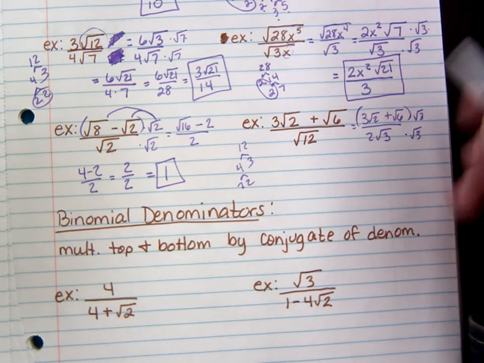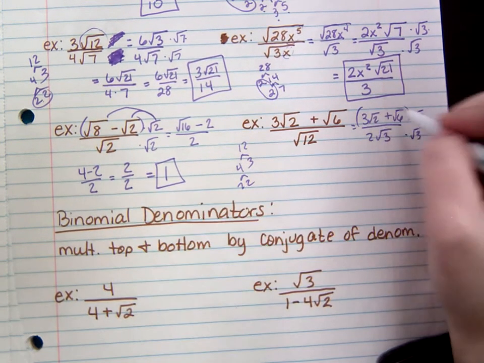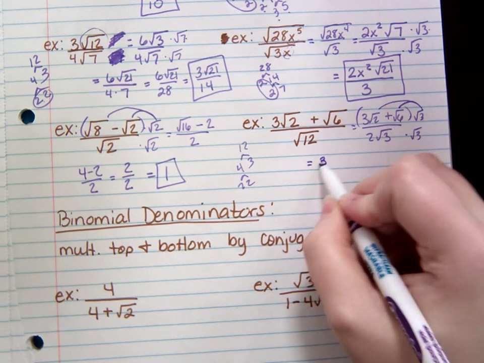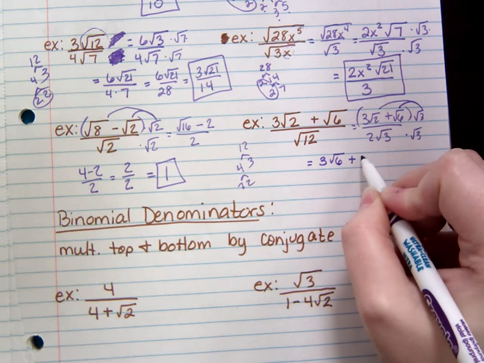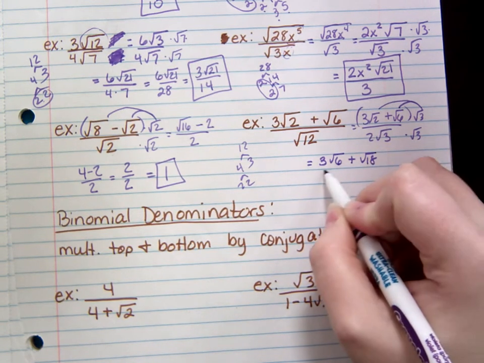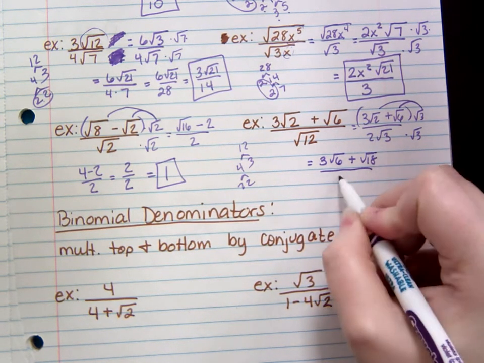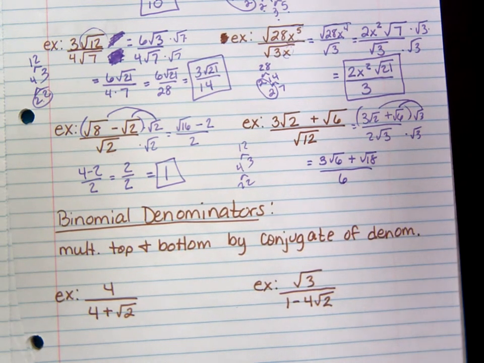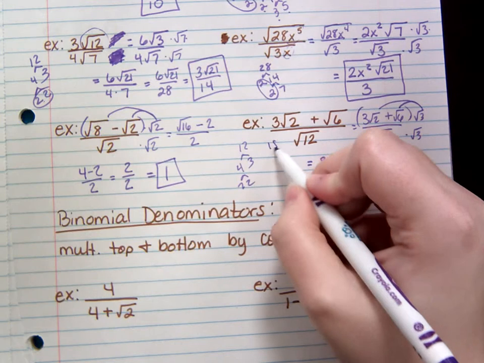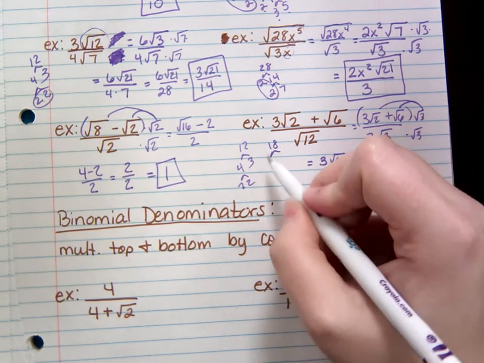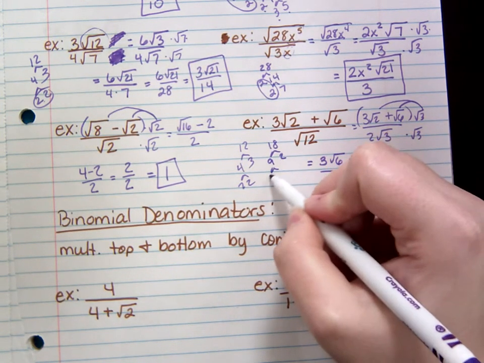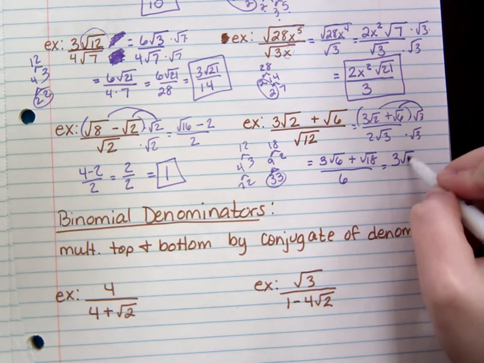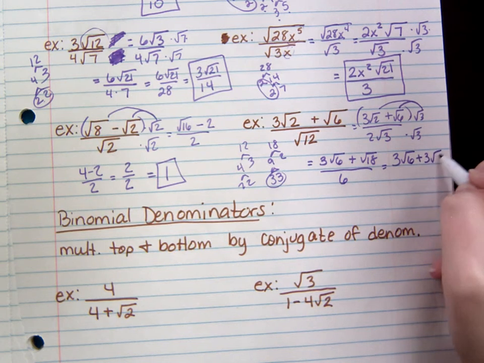Now, the same deal applies as this one. Because there's two terms on top, I must distribute. This is going to give me 3 square root of 6 plus square root of 18 over 2 times 3, which is 6. If you can simplify, you do. I can simplify the square root of 18. That's 9 times 2. This is 3 times 3. So 3 square root of 6 plus 3 square root of 2 over 6.